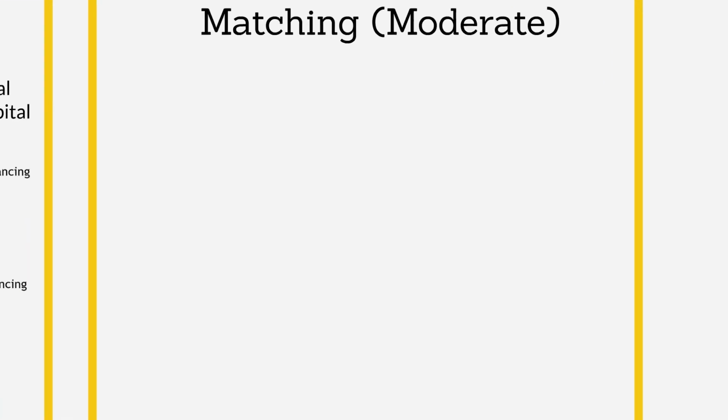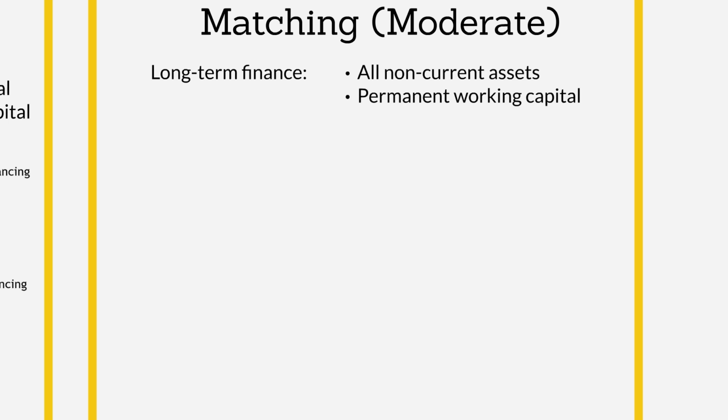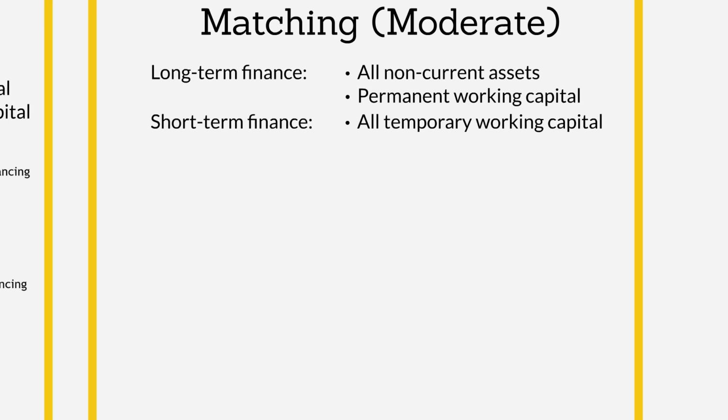In a matching or moderate approach, long-term finance is used to finance non-current assets and all permanent working capital. But long-term finance is not used to finance any temporary working capital. Instead, short-term finance is used to finance all temporary working capital. So that's the difference.